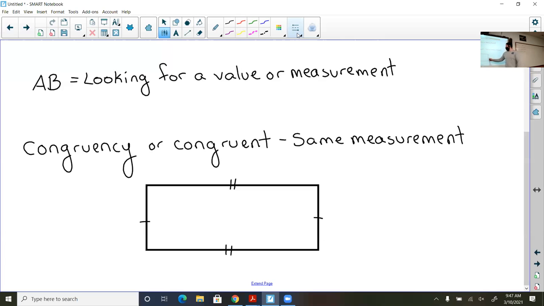What that's saying is that this left side and this right side are congruent to each other, they are equal, and this top and this bottom are also equal to each other, but not equal to the first set. And then we can always add more tick marks to show different levels of congruency.